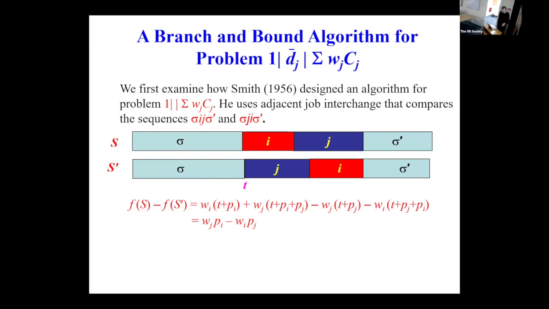If you notice in this equation, a lot of the terms cancel out. All the terms involving T cancel out, and WIPI and WJPJ cancel out. You're just left with the simple equation at the bottom, WJPI minus WIPJ. Okay then, so now you can easily work out a condition for S to be better than S prime. You want the value of this to be less than or equal to zero.